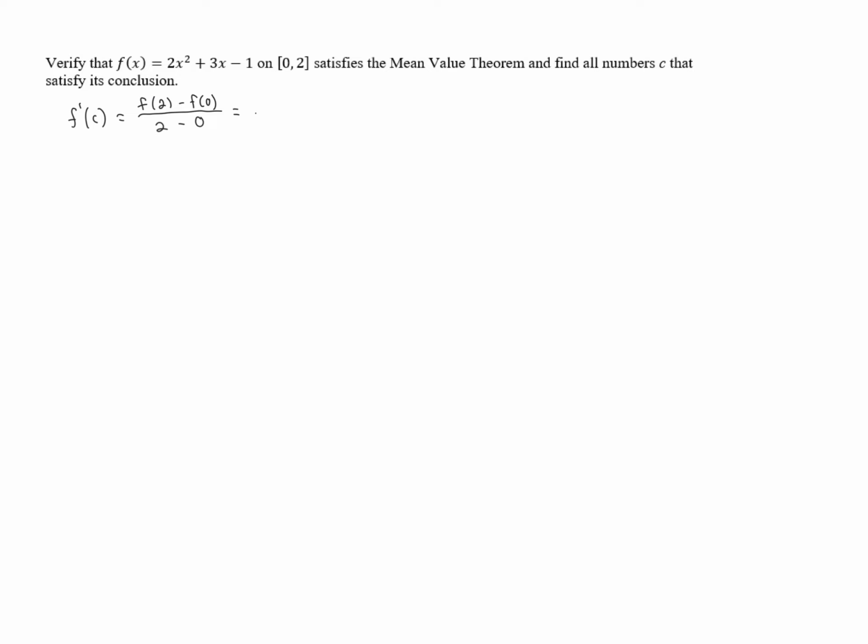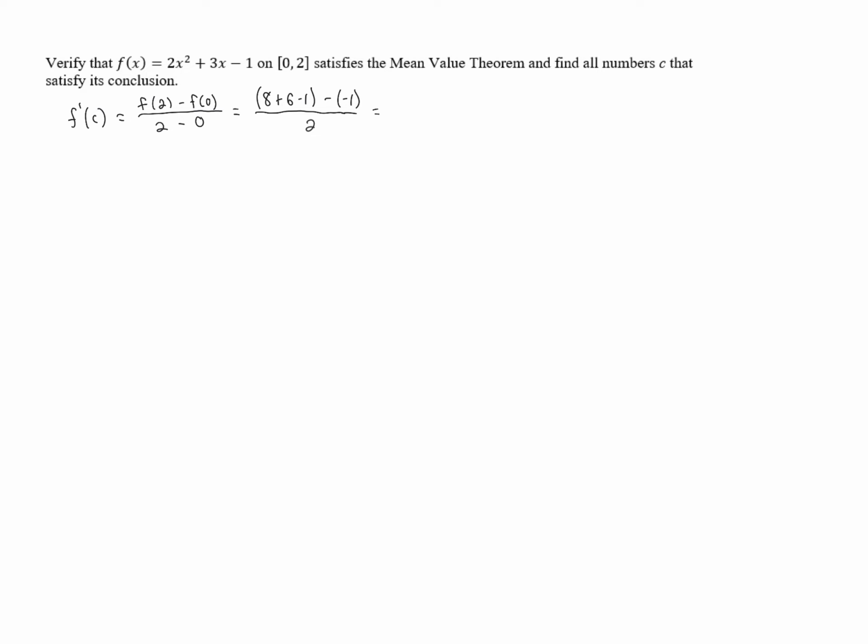f of 2, our function value at 2, is going to be, what is this? 2 squared is 4, times 2 is 8. So we've got 8 plus 6 minus 1. Why not write that out? 8 plus 6 minus 1. Minus f of 0 is just negative 1, because all the x terms go away. And that's all going to be over 2.